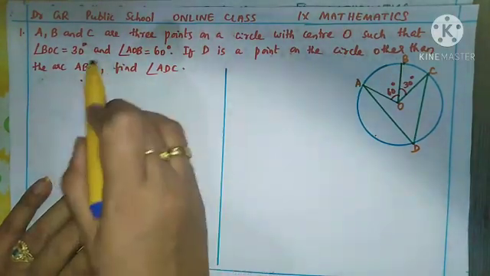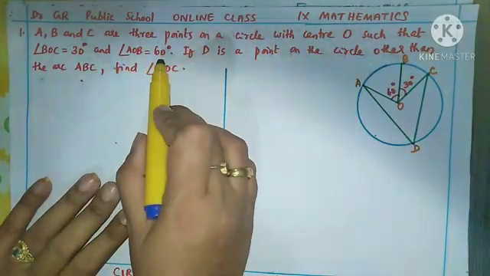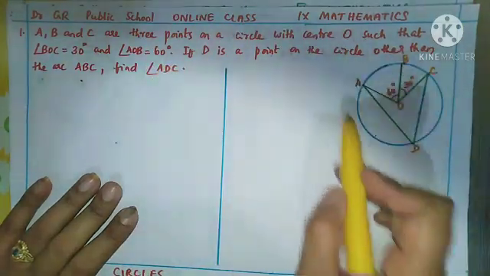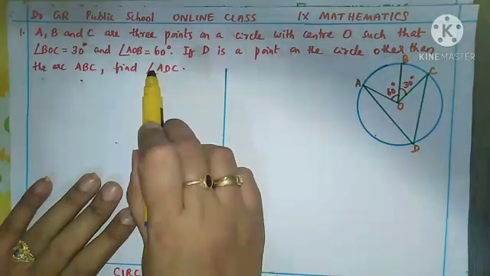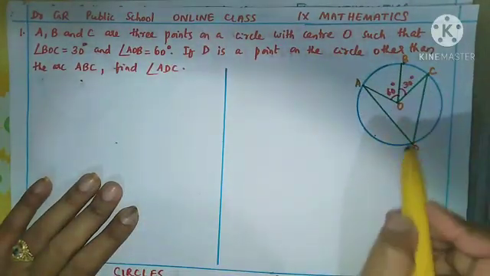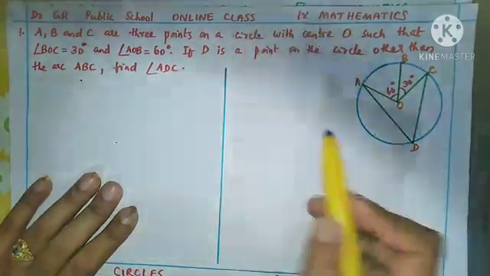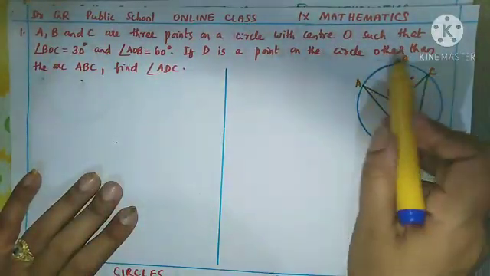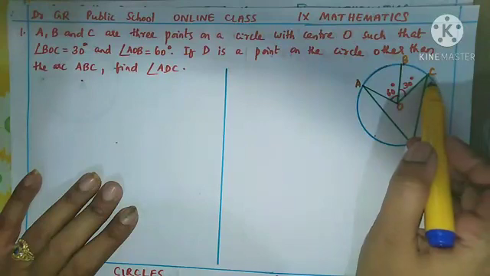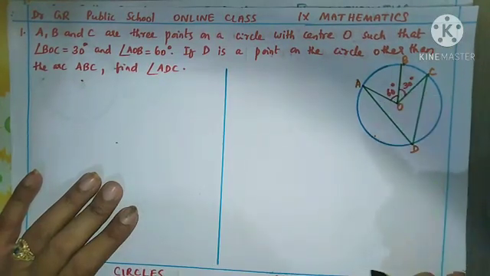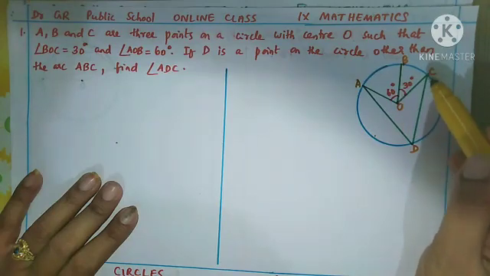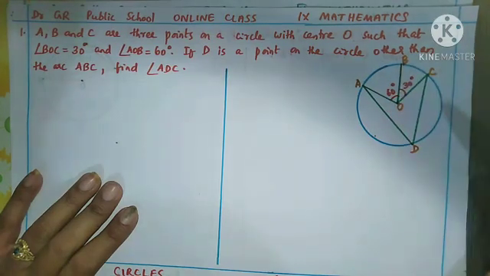Okay, so whenever you read this type of question, you want to understand the meaning by looking at the figure. The figure here is provided. Just look at the figure and understand the meaning of the question first. Here A, B and C are 3 points on a circle, with the center O. O is the center of the circle and given angle BOC is 30 degrees and AOB is 60 degrees.